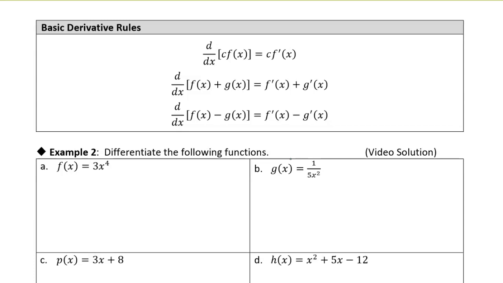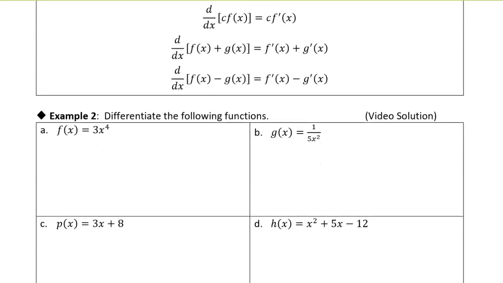All right. The derivative of the sum is the sum of the derivatives, and the derivative of a difference is just the difference of the derivatives. All right. So those are nice and straightforward. So let's take a look at how we can use those.